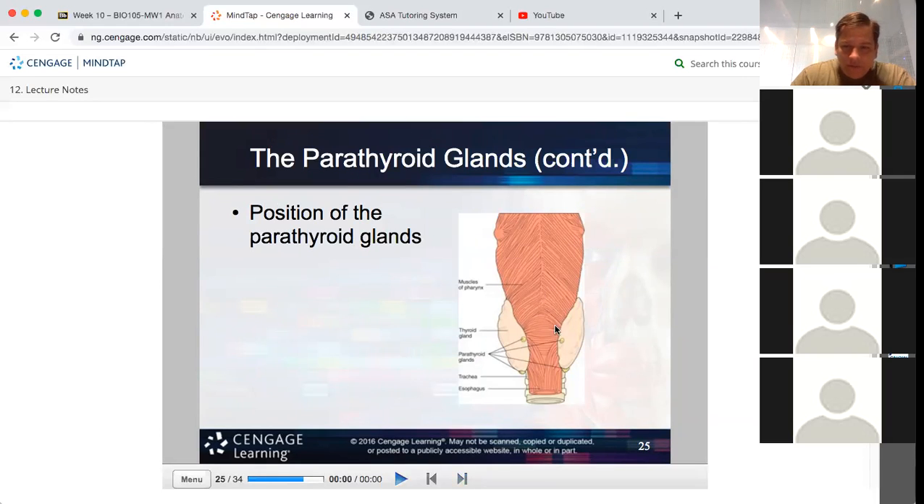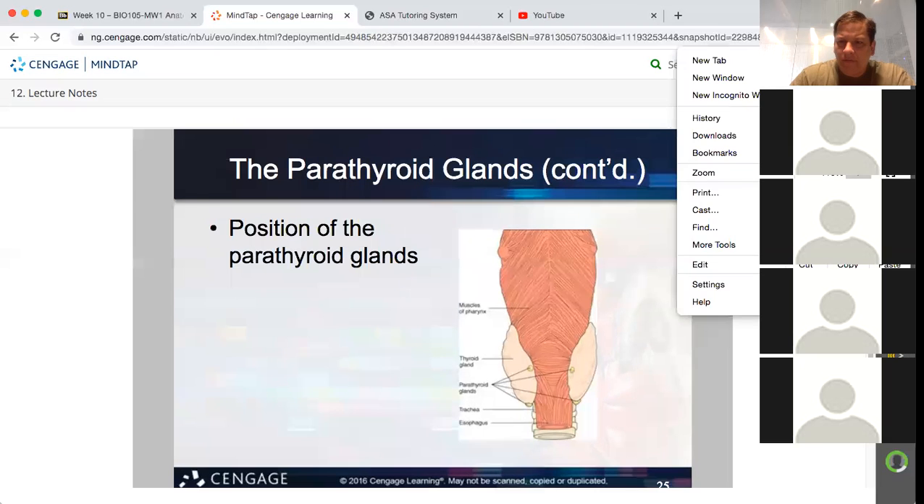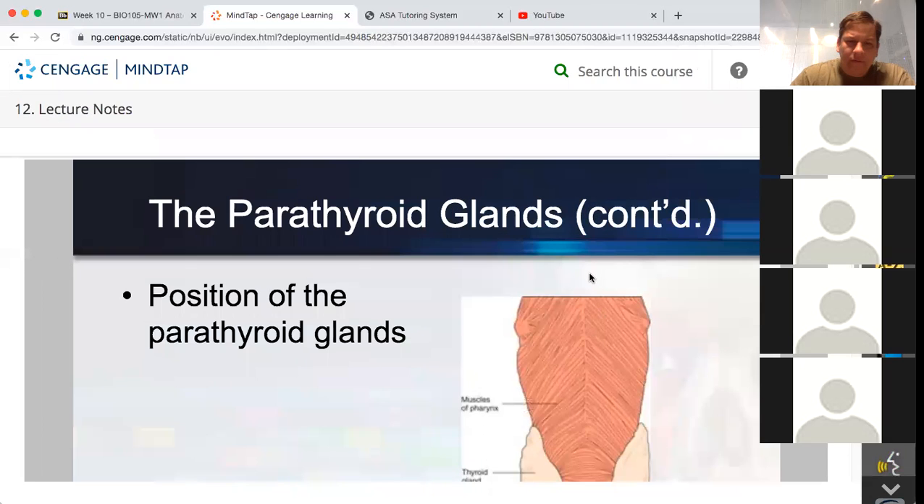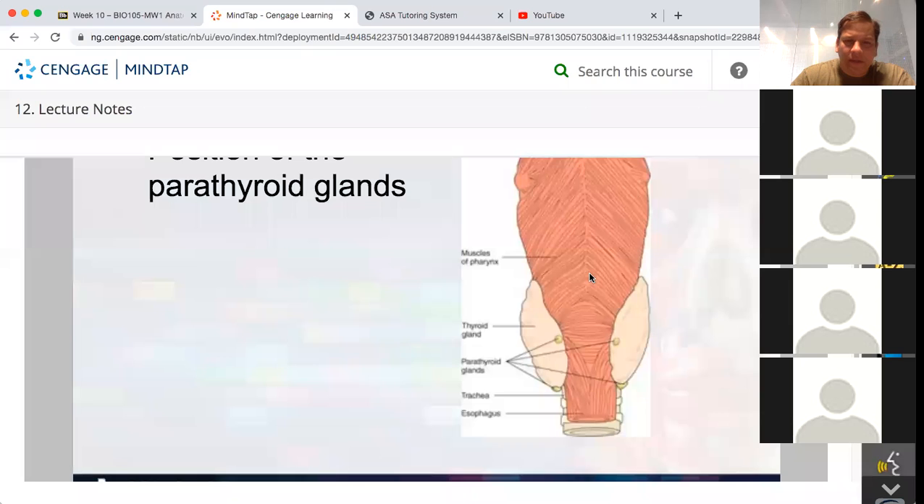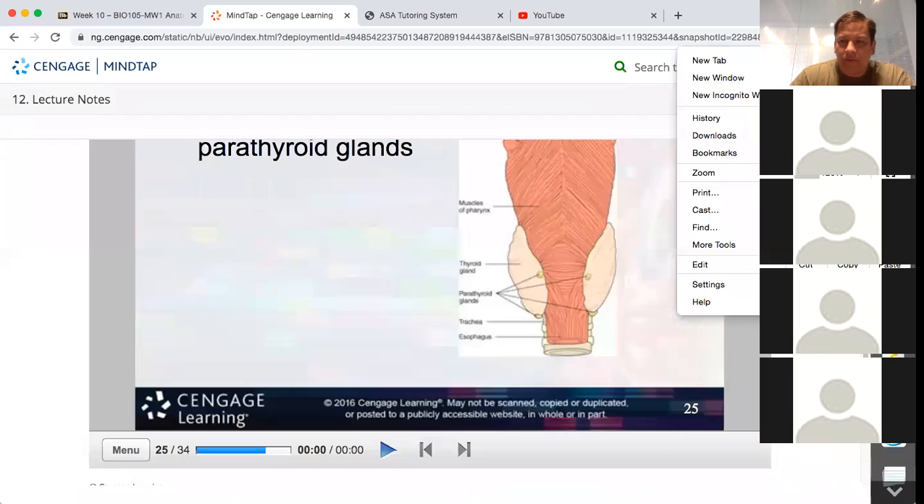It's difficult to see them in this picture because of the color. It's difficult to differentiate, but here is the position of the parathyroid glands. Here you can see these four small dots. These are the parathyroid glands, but even if they are so tiny, they have an important function.